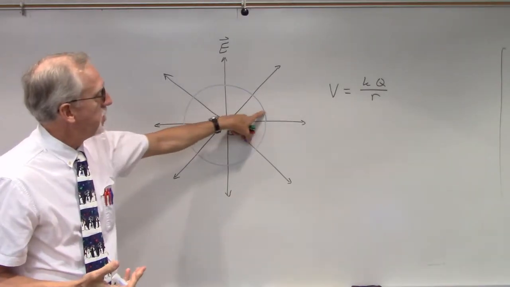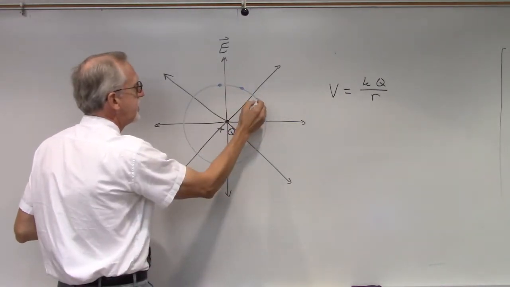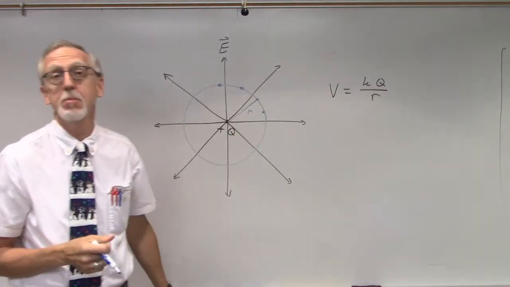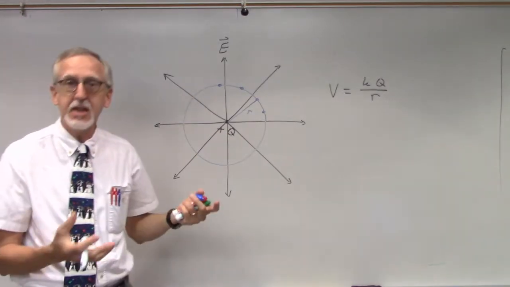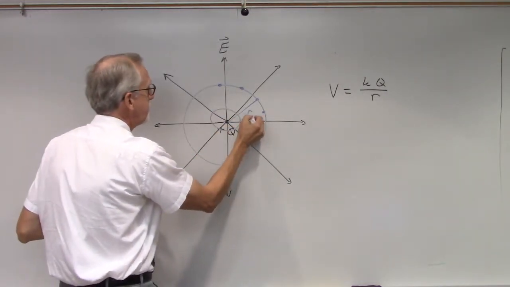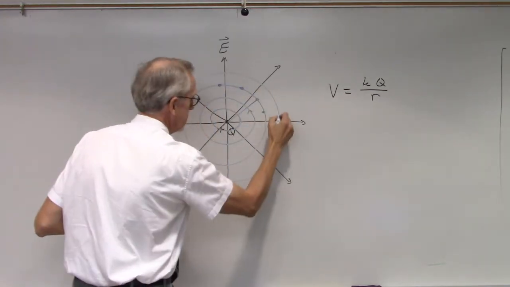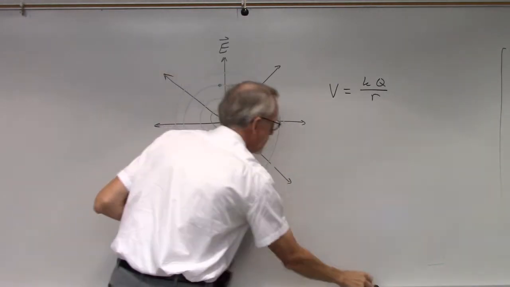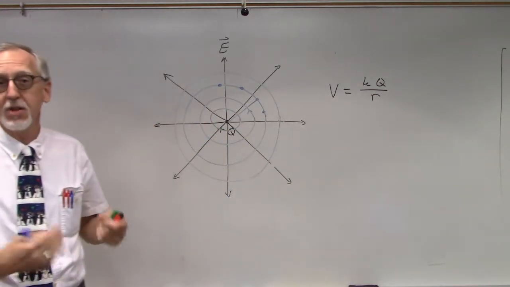Well, what does that mean? That means that any point on this circle, or on this sphere, will have the same value of R, the same distance from Q, and therefore will have the same potential. So the equipotential lines, or in 3 dimensions, the equipotential surfaces, will be concentric spheres centered on Q.